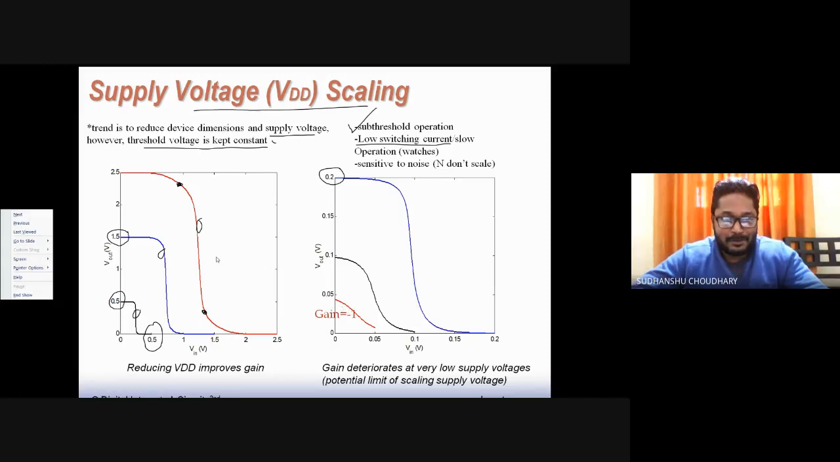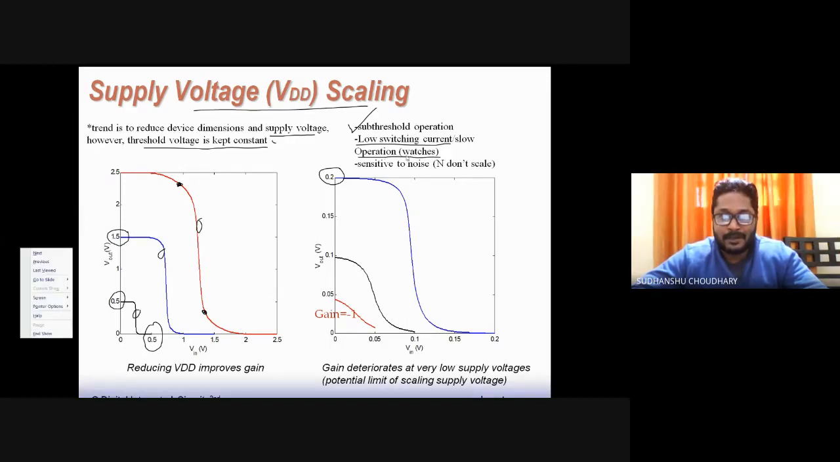Still, you will find that these slow circuits also find some applications. For example, they can be utilized in digital watches. Digital watches do not need to be very high speed, they work at a fixed operating frequency. Such circuits, where VDD is very low, can be used in applications which do not require high speed performance, for example, digital watches or calculators, where you do not need very high speed.